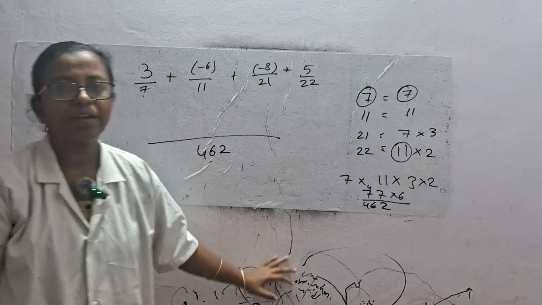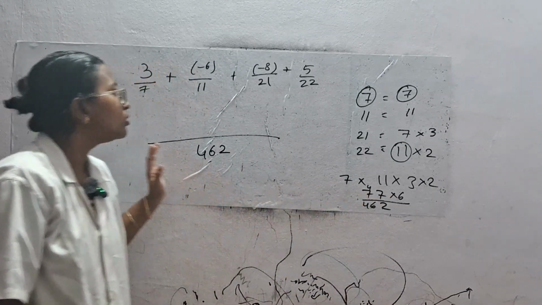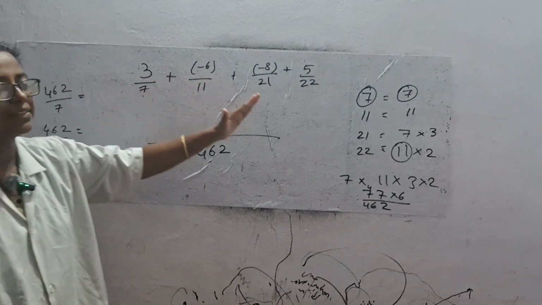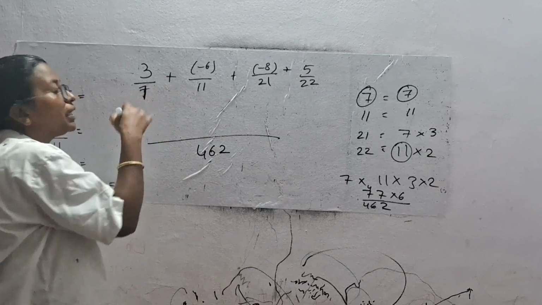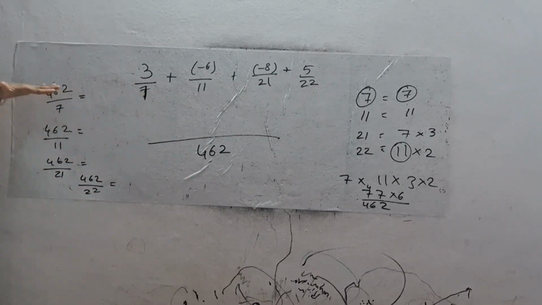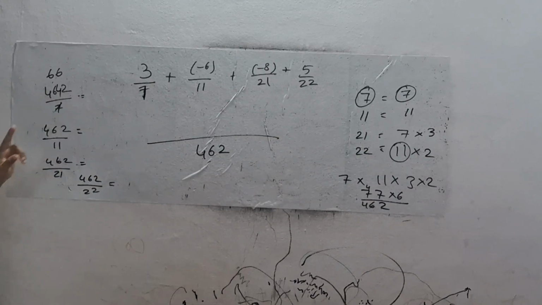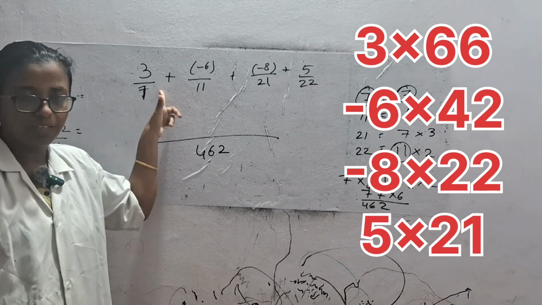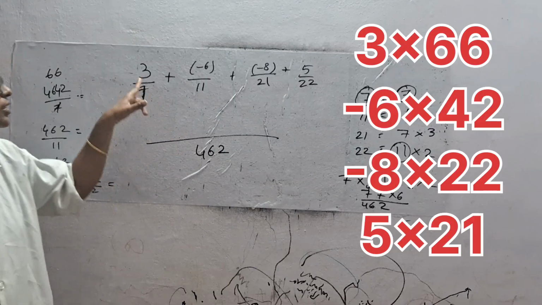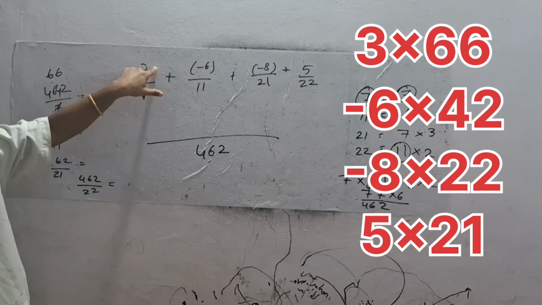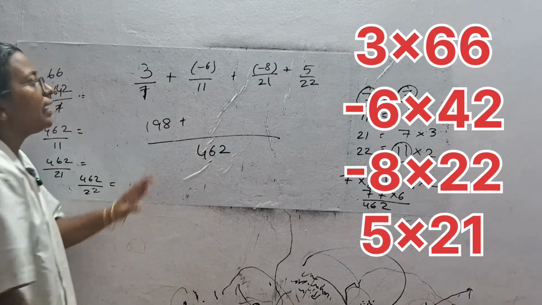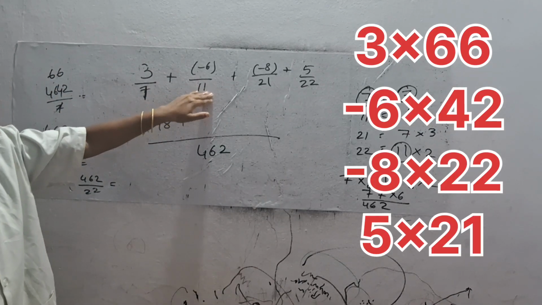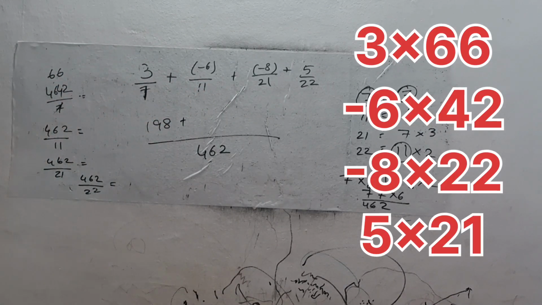Now we find the common denominator 462. So we have to make this conversion into 462. When does this 7 become 462? Just divide 462 divided by 7. 7 into 66 we get 462. Just multiply 3 into 66, 198. Okay, next we have to find 11. So divide 462 divided by 11.